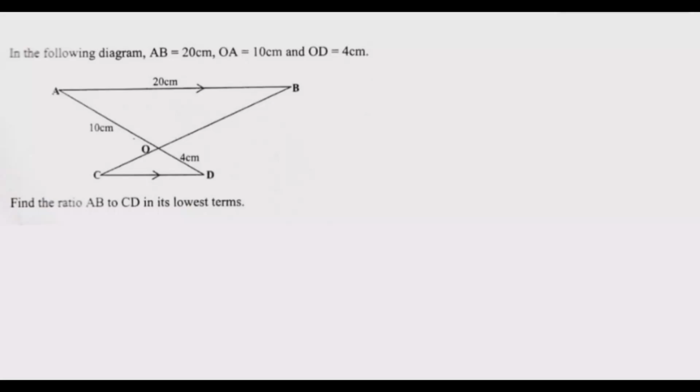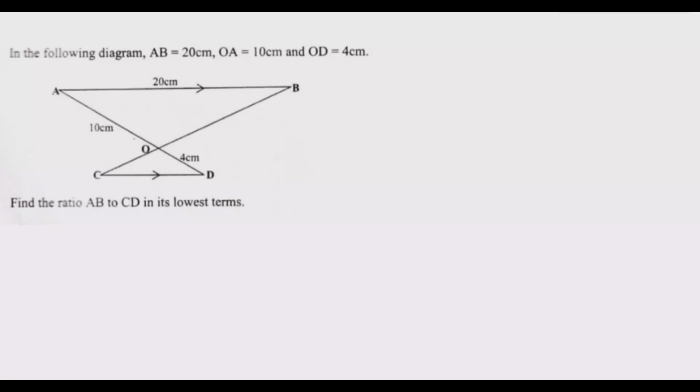Okay, now the question in front of us is, in the following diagram, AB is equal to 20 centimeters, OA is equal to 10 centimeters, and OD is equal to 4 centimeters. So you can take time and study the diagram, because we need to pay attention that we identify parts that are corresponding and also the measurements. Whatever is said in the statement above is illustrated in the diagram below.